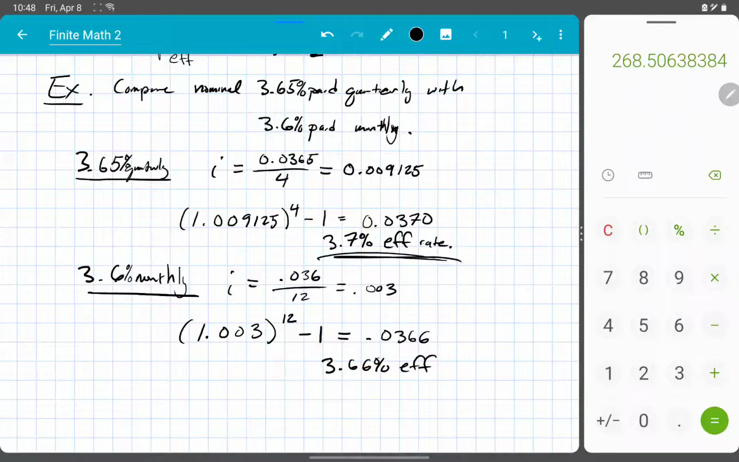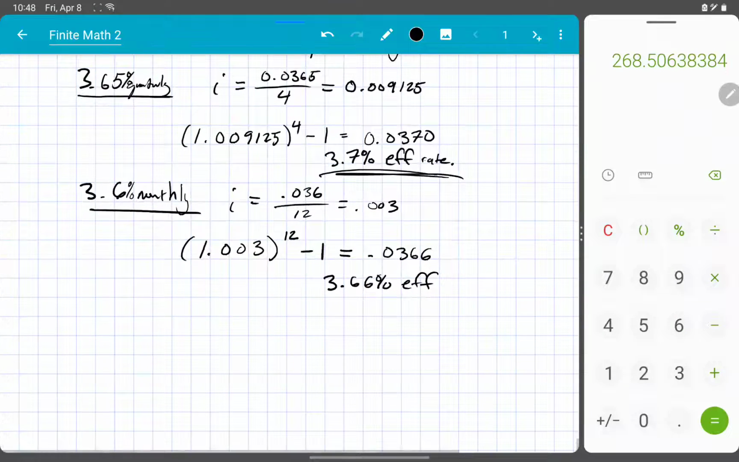So the better rate is actually the 3.65% quarterly. And it's very hard to know which one's going to be better unless you do such a calculation. It's not apparent unless you do the calculation.